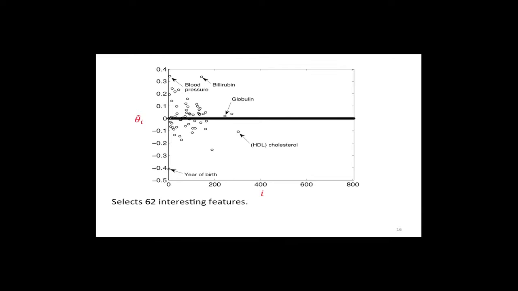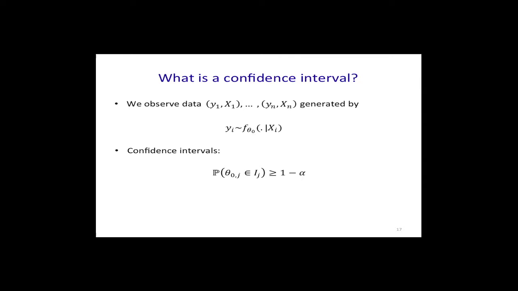Another question is, how can we construct the confidence interval for the true parameter, theta zero, for each single parameter? Let me formally define what a confidence interval is. You have this data, y1, x1 to yn, xn. You have n samples. Yi is the response variable, and xi is the feature.